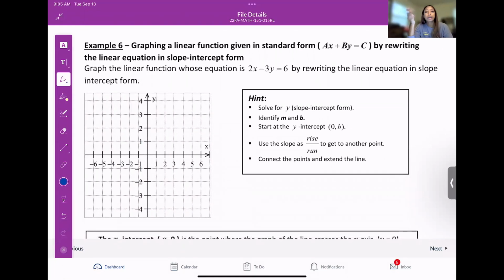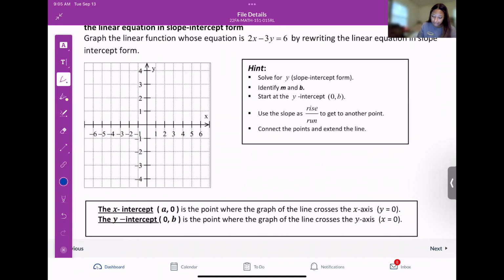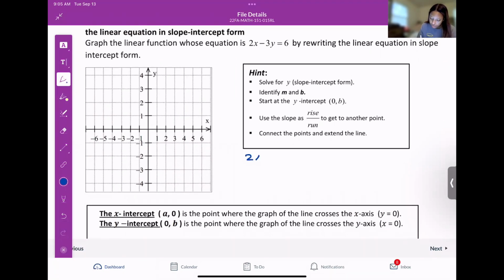We're going to do that by just rewriting it into slope-intercept form and using what we did in the last example. So graph the linear function whose equation is 2x minus 3y equals 6 by rewriting the linear equation in slope-intercept form. We don't have a lot of room at the top, so let's write down here. We have 2x minus 3y equals 6. To get this into slope-intercept form, we want to solve for y.